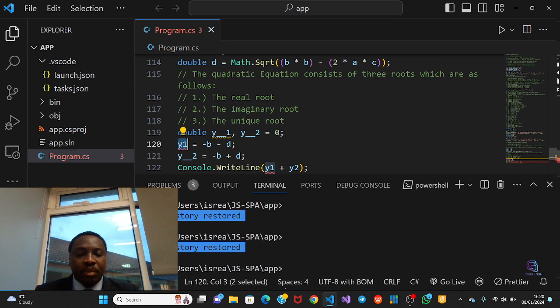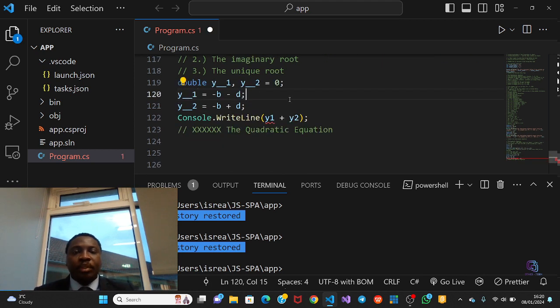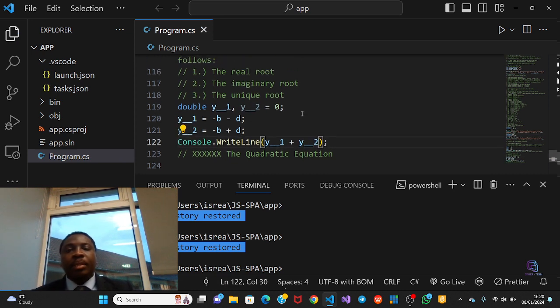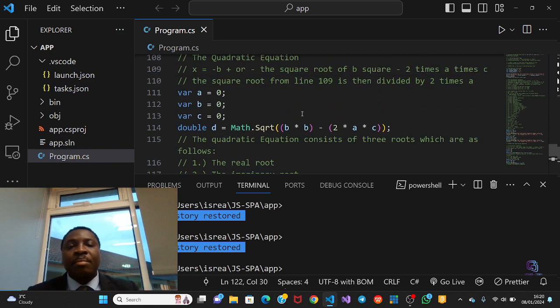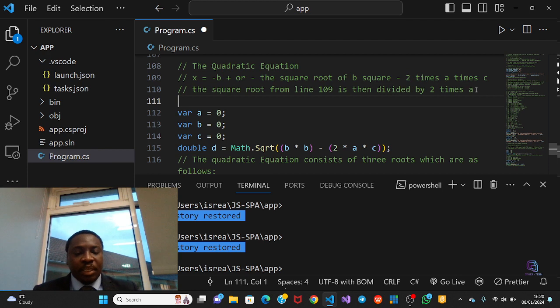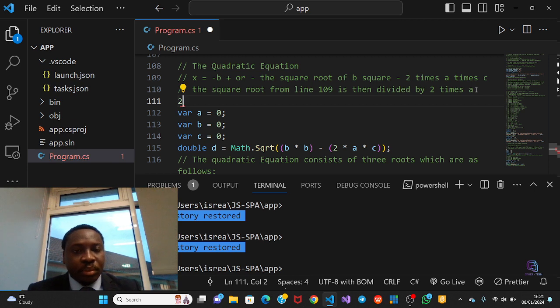Okay. So I'm going to print them out. I'm using this so we can know the difference and that stops the compiler from picking up an error. Okay, y1 and y2. So we might have this problem. I want to solve this problem. Let's say I can say 2.